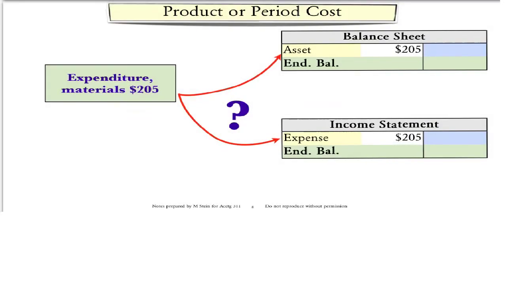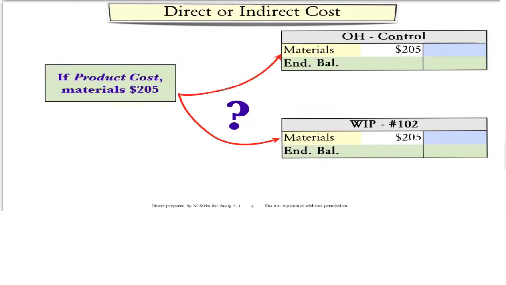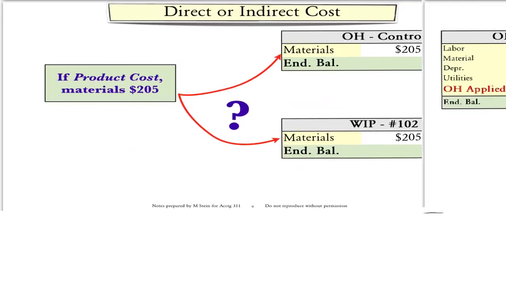Here's a quick review of some of the decisions that the accountant must make in this process. The first decision, of course, is whether a given expenditure should be put on the balance sheet or written off as an expense. If the expenditure, say on materials, is a product cost, then it comes out of raw materials and then has to go either to work in process, a direct cost, or perhaps can get charged to the overhead control account, an indirect cost.